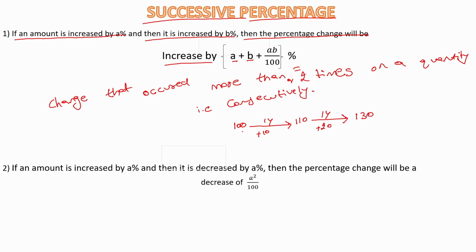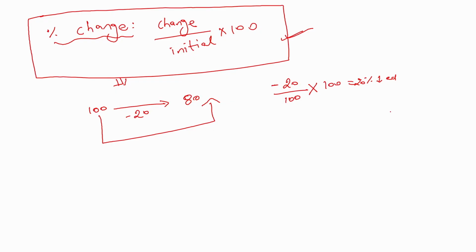So what is the percentage change? The net percentage change can be defined as the change between its initial and final value, that is 30, upon its initial value 100, into 100. So the change is 30%. So this is what successive percentage change means. I will derive the formula for you in the next slide, guys. Look at this.